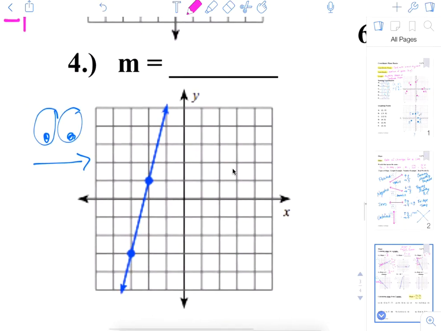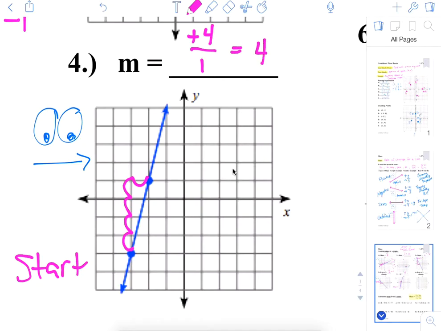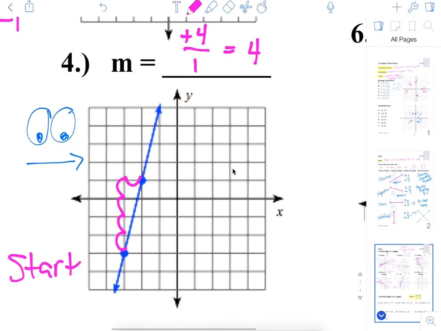Okay? Problem 4, we're starting on the bottom because we start on the left. So I'm rising. How far? Rising up 4, that's positive. And I'm running 1 space to the right. 4 over 1 is not simplified. We need to make that a whole number, +4.